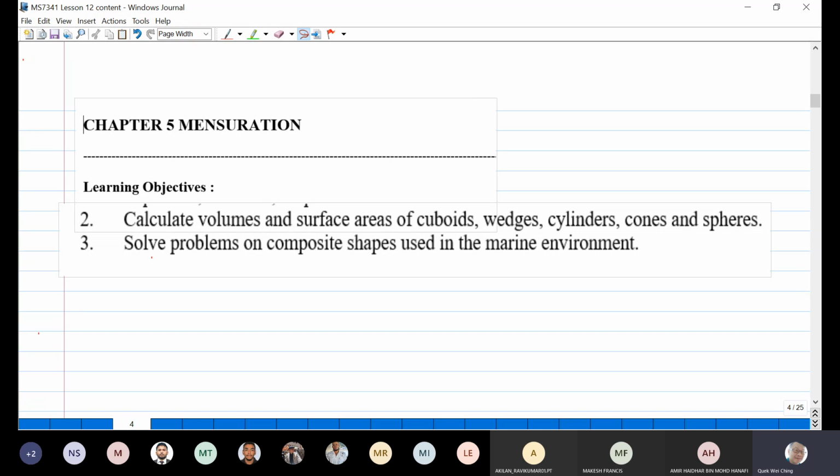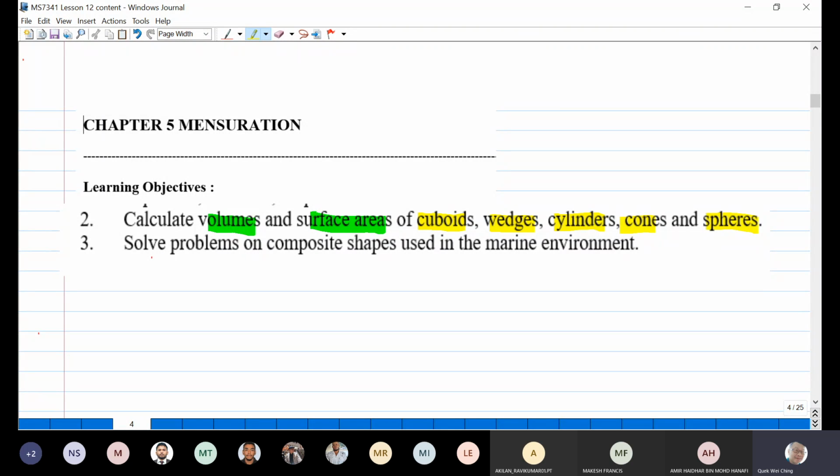So our objective now is to calculate what? The volume and surface area of a cuboid, wedges, cylinder, cone, and sphere. There are quite a lot of things here. One of them is to find the volume first. How to find volume? How to find surface area? The shapes we are looking at are cuboid, wedges, cylinder, cone, and sphere. And of course, when you put them together, they form even more shapes, right? So this is what we're going to try to do.